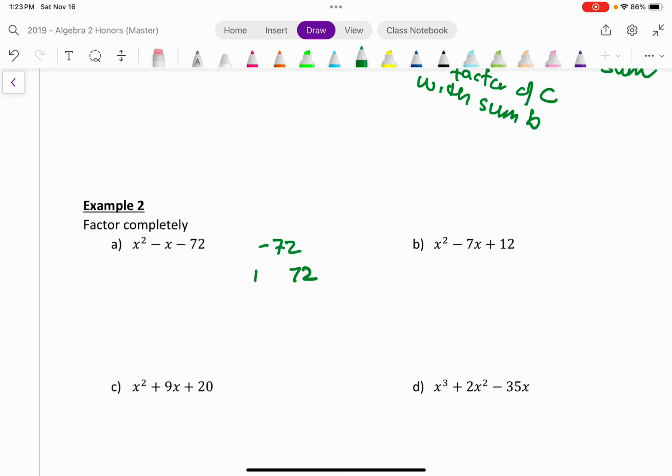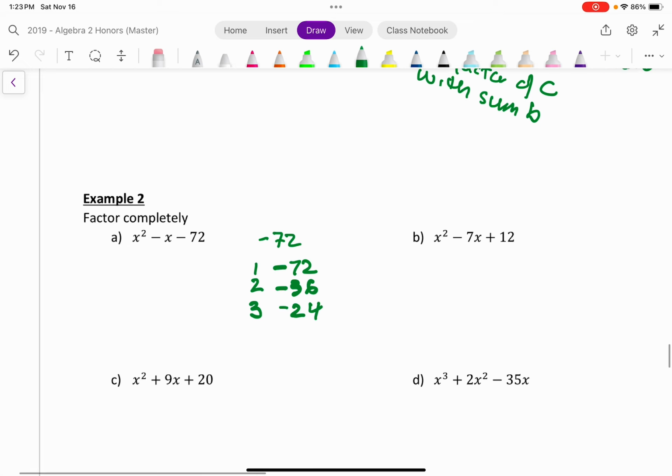Otherwise, they won't multiply and give me a negative number. 1 and 72. I then go to 2 and 36. I'm not even close, right? Some people see it right away. That's great. If you don't, it's not the end of the world. You can always approach it some other way. 24, and in this case, we want a negative value in the middle. So I know the bigger absolute value has to be negative.